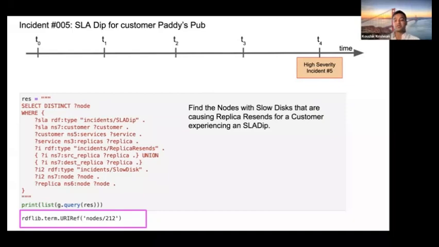This would be something that's very hard to determine just by looking through your log data, because you might see these two nodes and determine, hey, both of these have to be the culprit.